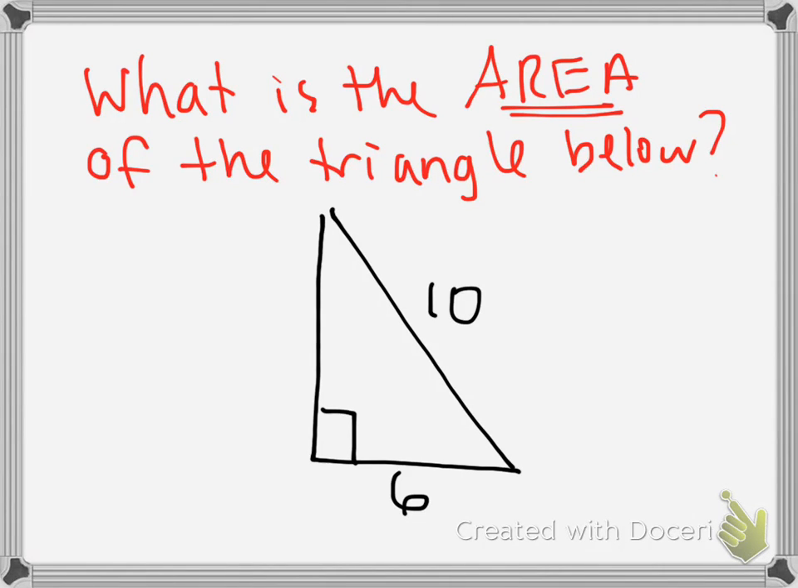Sometimes you have to use the Pythagorean theorem for problems that don't specifically state that that's what you're doing. So for example, this problem is asking you to find the area of this triangle. Now we know it's a right triangle, it shows that in the picture.